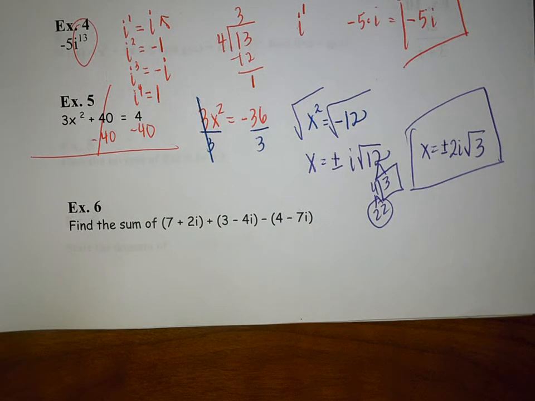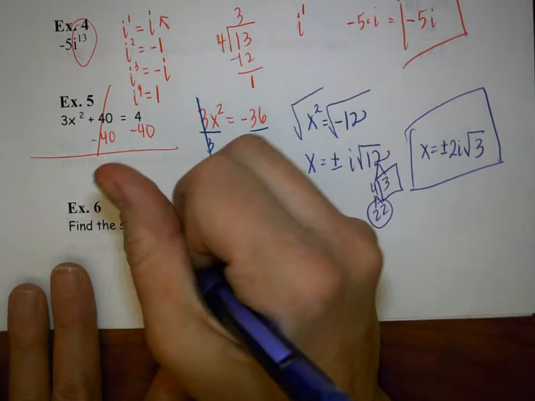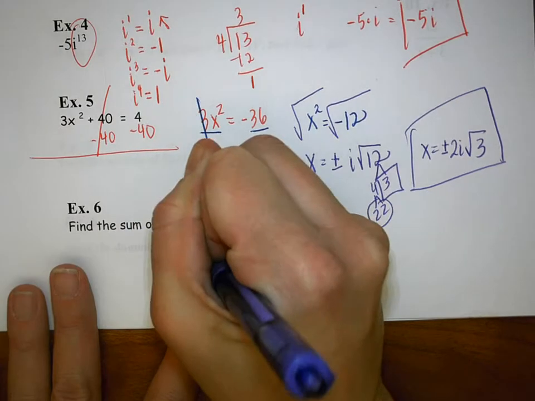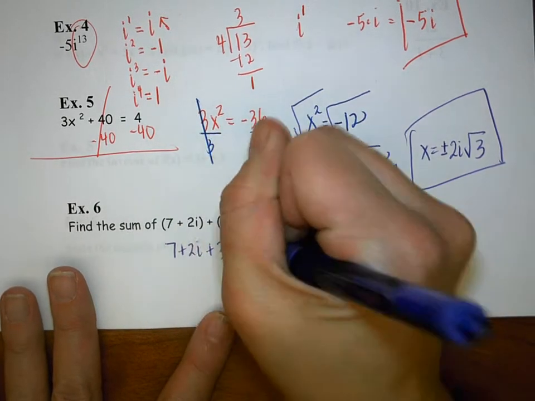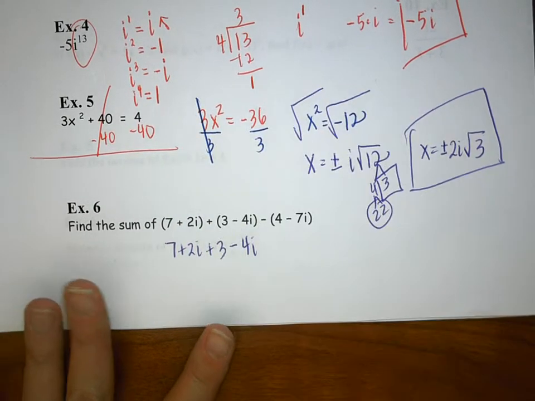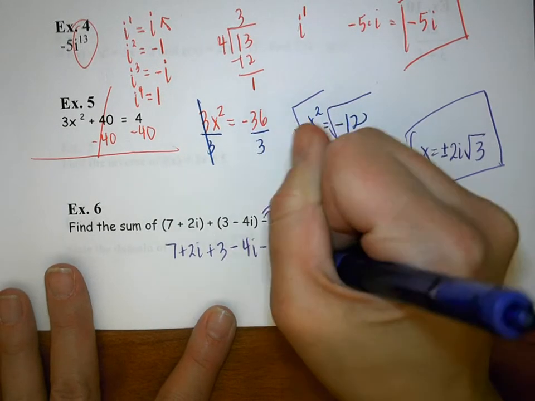All right, example 6. What does it mean to find the sum? You're just going to combine your like terms. But what do we need to be careful with? So I'm just going to rewrite this and get rid of my parentheses. So I have 7 plus 2i. A plus would not change anything. So I have plus 3 minus 4i. But a negative changes these signs. So I end up with negative 4 plus 7i.